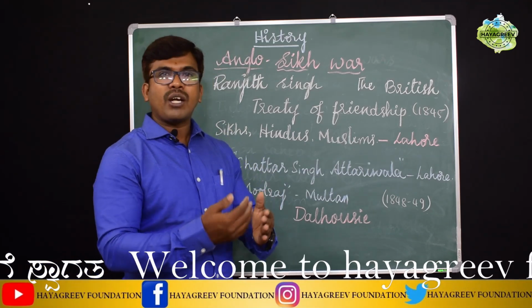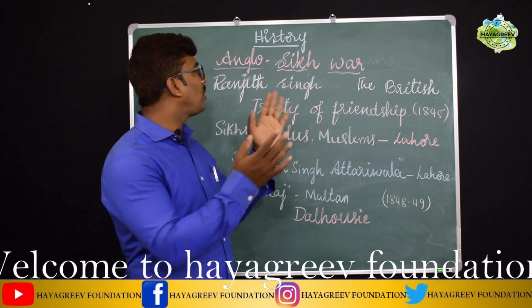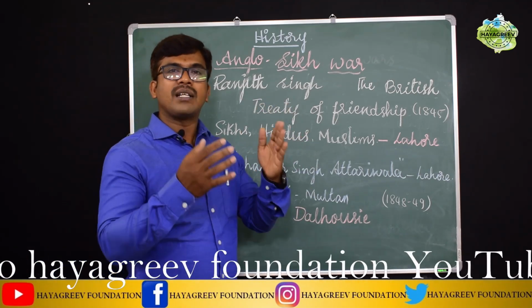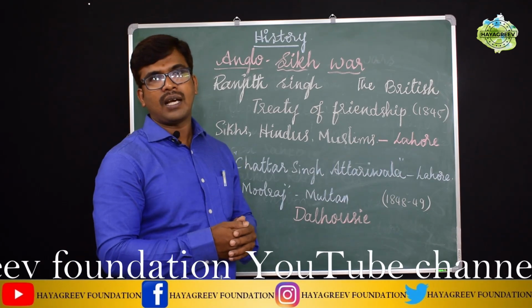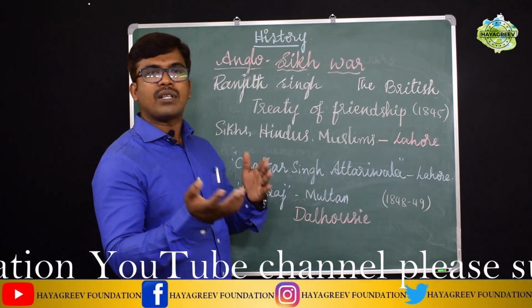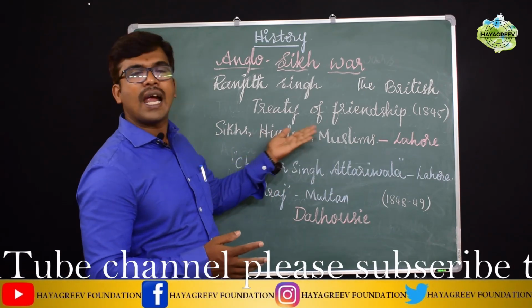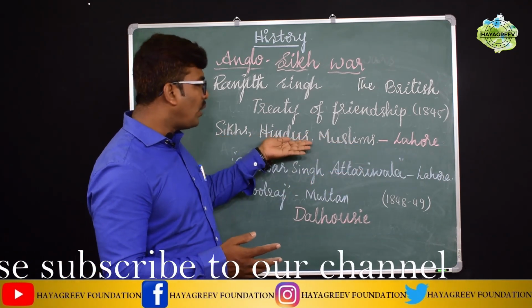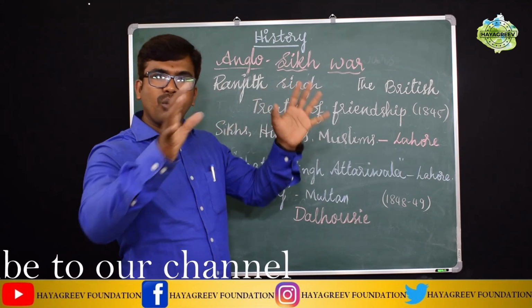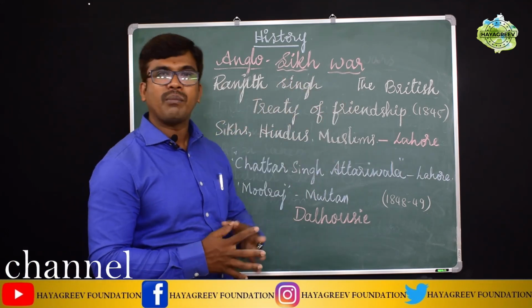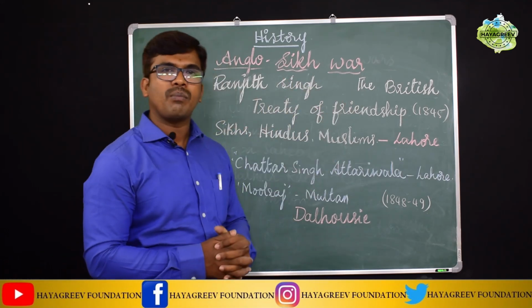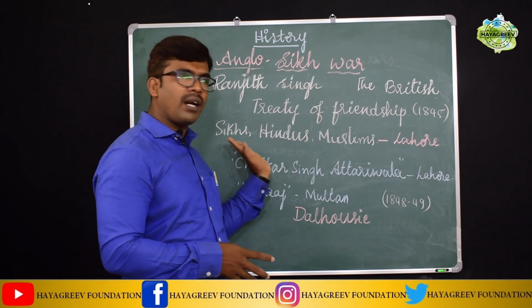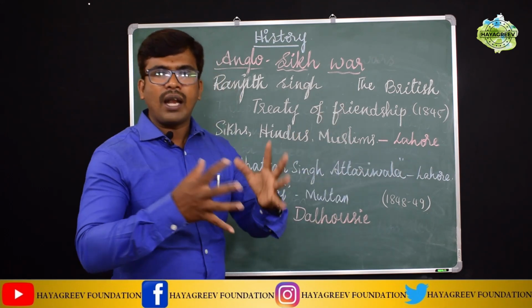When the British started to gather their army to attack the Sikh kingdom, the Sikhs came to know about this, and finally they were supported by Hindu rulers and Muslim rulers. Sikhs, Hindus and Muslims together declared war against the British. But in this battle, the British defeated this alliance.